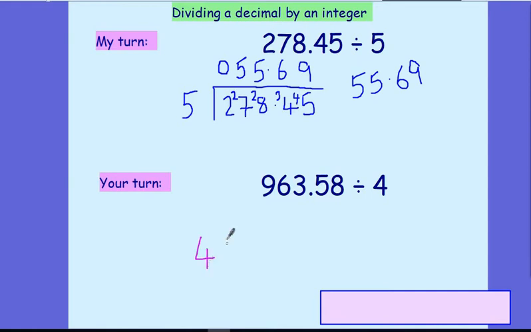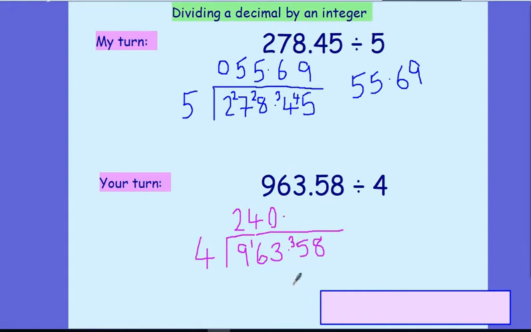This time I've got 4 on the outside of my bus stop, and inside my bus stop we've got 963.58. Let's start at the beginning. How many 4s are there in 9, Jasper? 2. Excellent. Remainder 1. Caitlin, how many 4s are there in 16? 4. Perfect. Felix, how many 4s are there in 3? None at all. Excellent. Carry the 3.